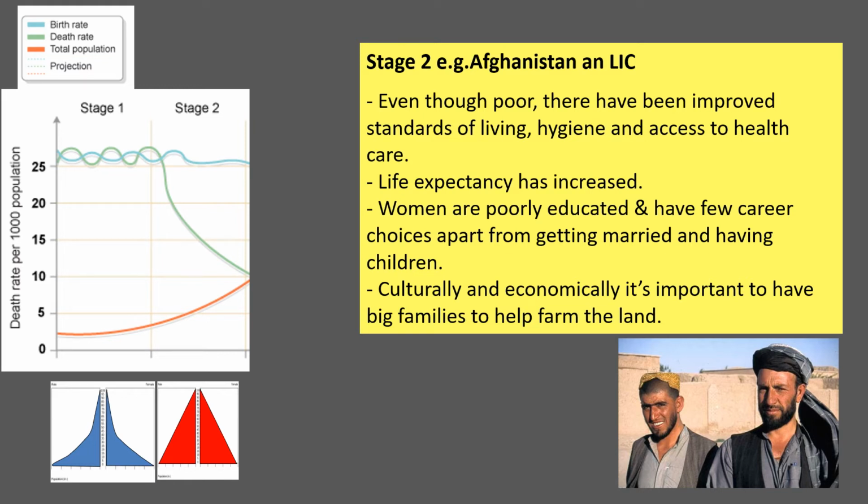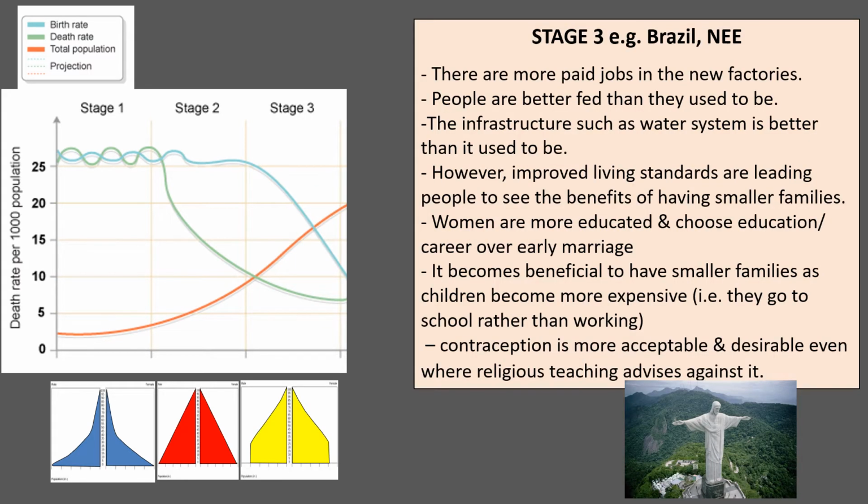Because birth rate is higher than death rate, the population starts to grow rapidly, as you can see on the red line. Stage 3 is typical of newly emerging economies like Brazil today. These are countries that are developing their industries so people are paid better, can afford to improve their standard of living through better diet, housing and healthcare. The government is also wealthier and can afford to provide clean water, health care and education. Death rates therefore continue to fall.